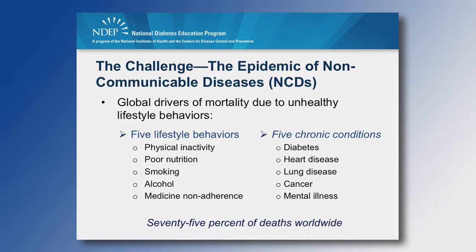The challenge, this global challenge, is the epidemic of non-communicable diseases that tend to drive mortality because of unhealthy lifestyle behaviors. We could call it the 5-5-75. The 5 lifestyle behaviors of physical inactivity, poor nutrition, smoking, alcohol, medicine non-adherence, and 5 chronic conditions, diabetes, heart disease, lung disease, cancer, and mental illness, that impact 75% of the deaths worldwide.